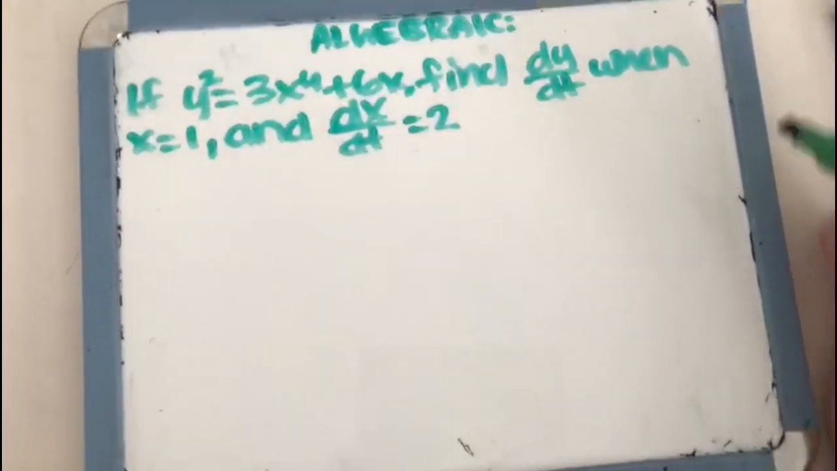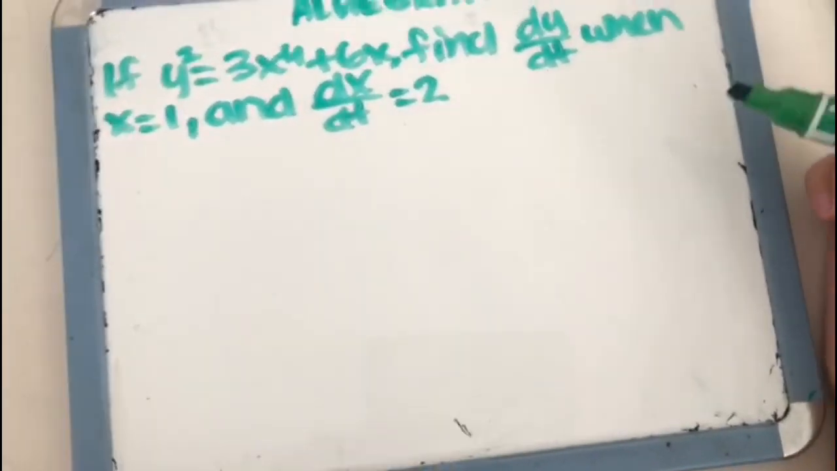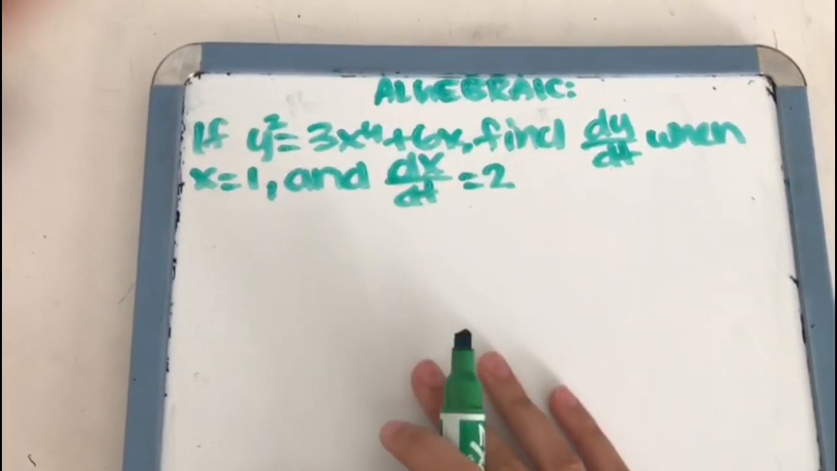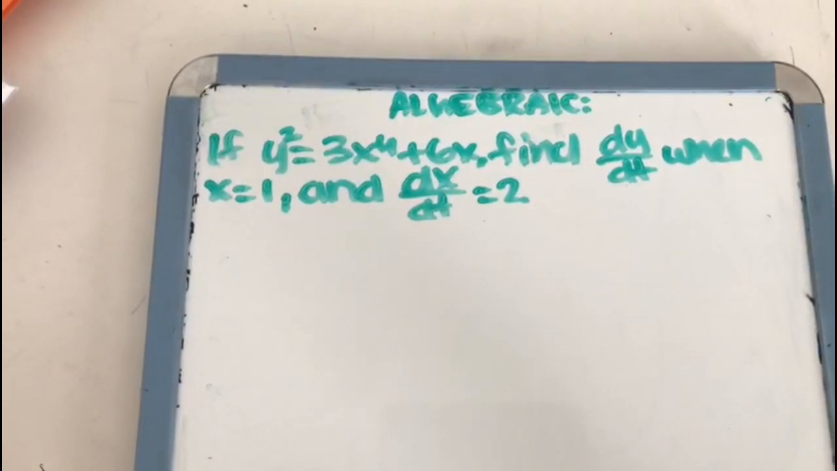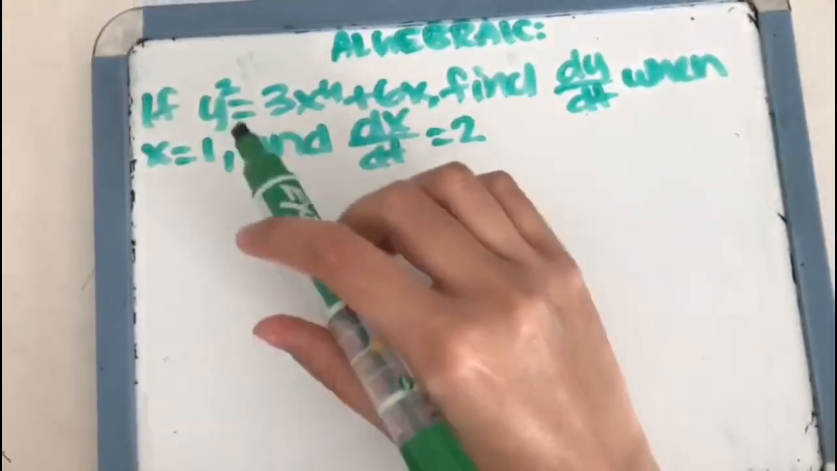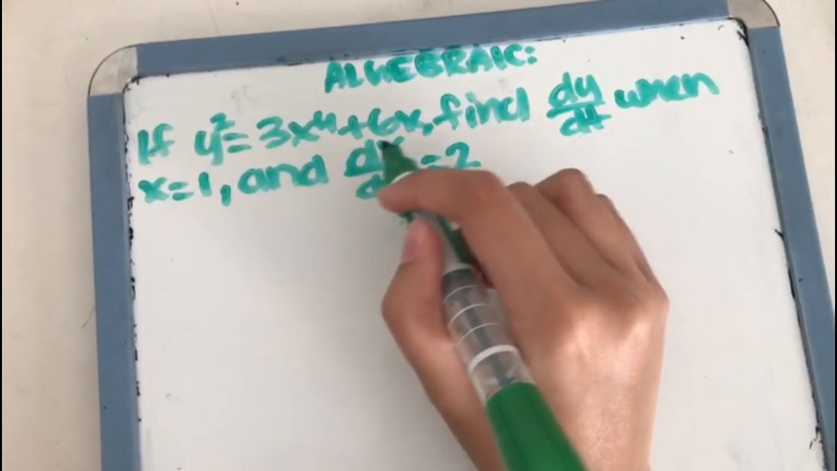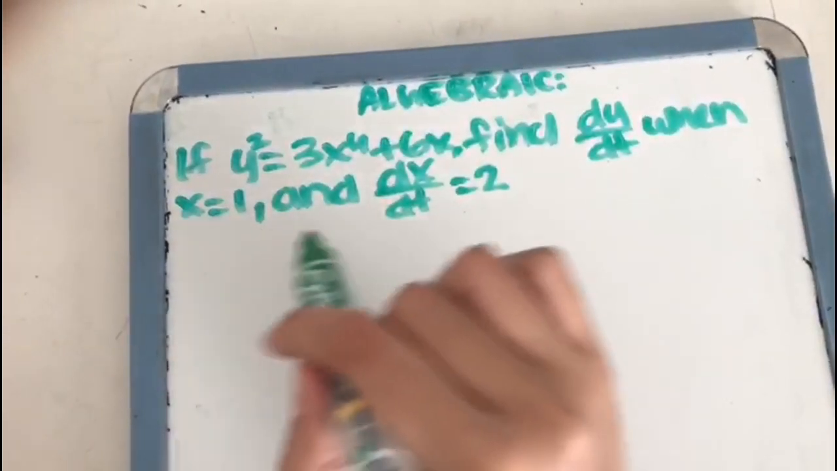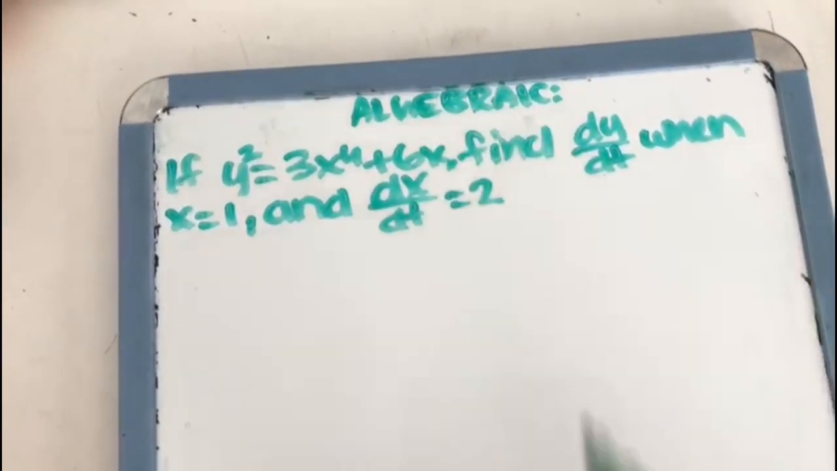Alright, so this is the algebraic portion of the GNAW problem, and this is involved with related rates. So let's start with the problem. If y squared equals 3x to the fourth plus 6x, find dy over dt when x equals 1 and dx over dt when x equals 2.